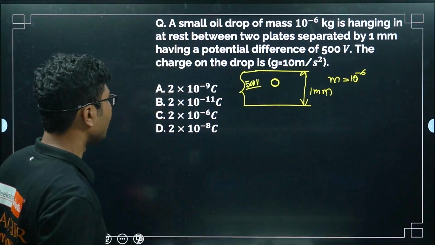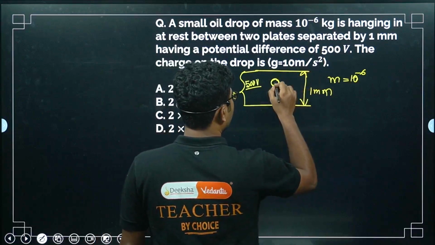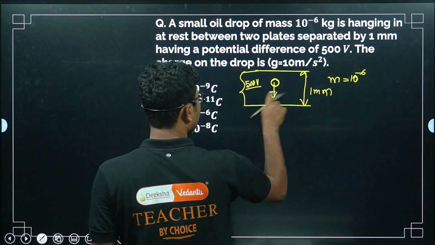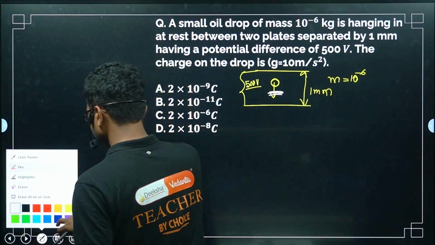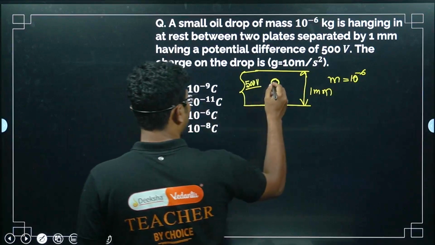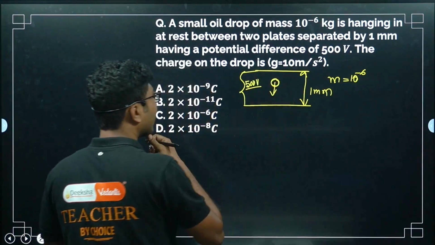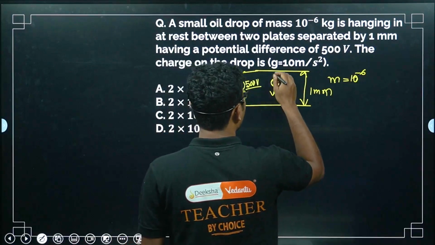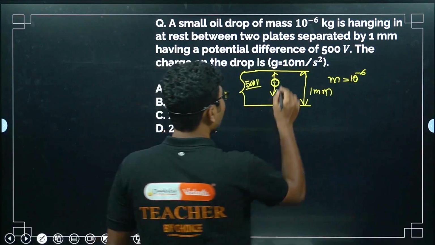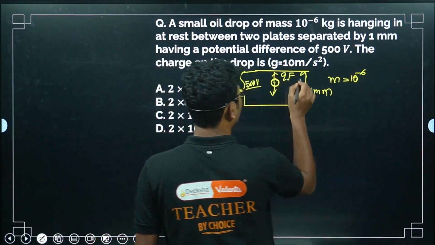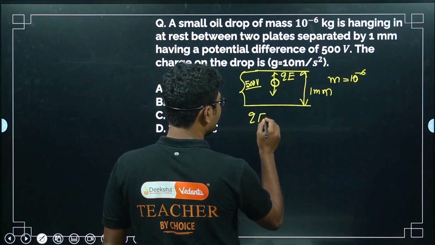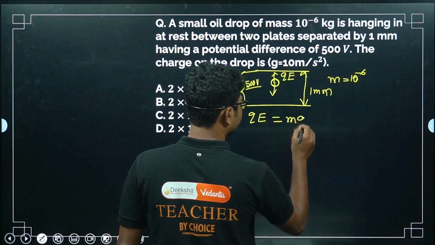This is not a capacitor problem. Okay, so it is hanging like this. That means the mass is acting downward, and what else is acting upward to balance this? The only thing that can balance is the electric field. So electric field balancing means we know that the force is Q times E, right? So that force should be equal. So from this problem we know that Q times E should be equal to mg.